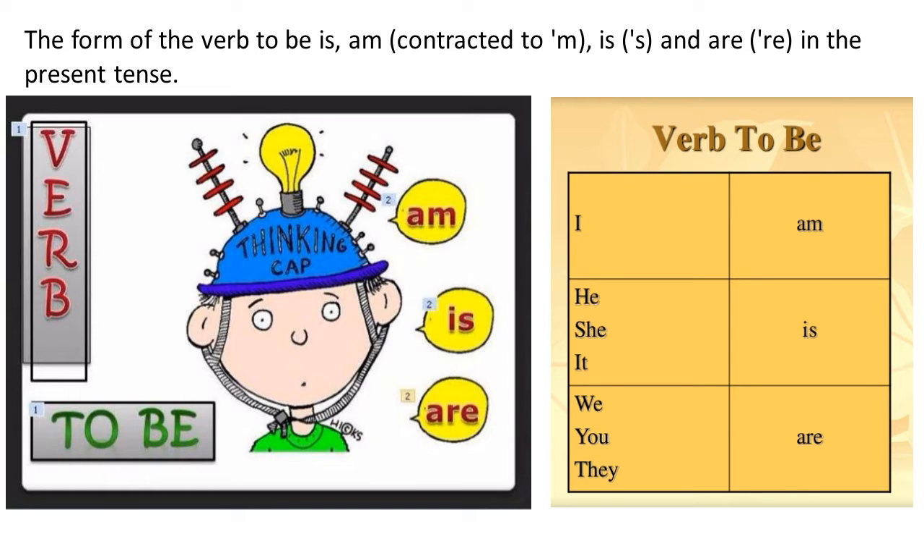So when do you use am? Well, you use am when you have I as your pronoun. When you've got he, she, and it, you use is. When you've got we, you, and they, you use the verb are. I'll show you what this means shortly, so let's go to the next slide.